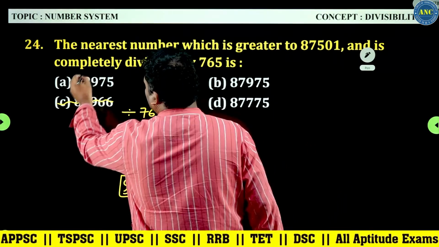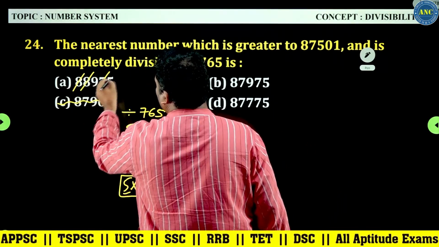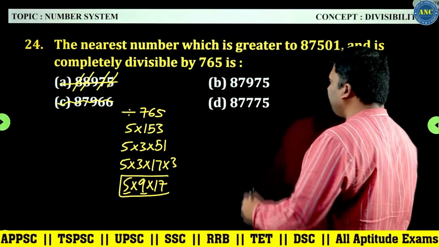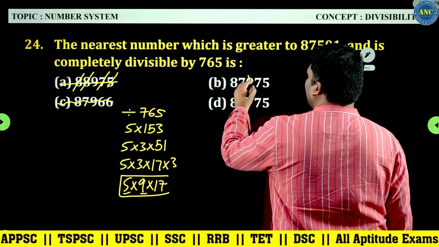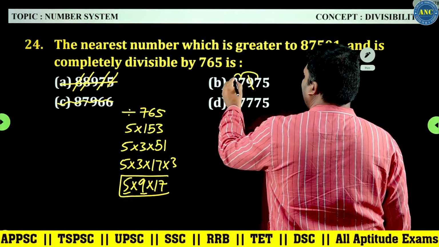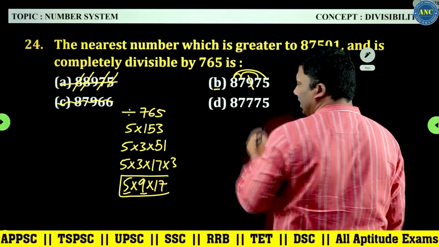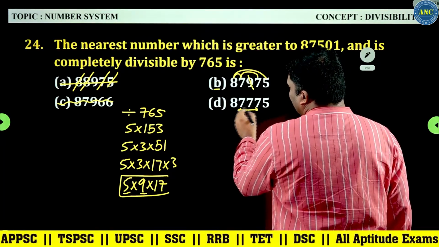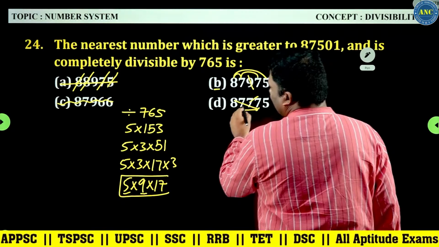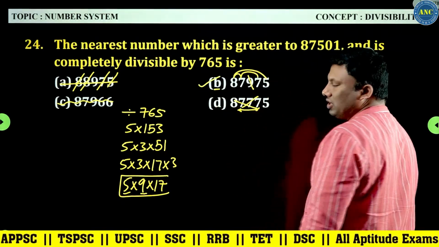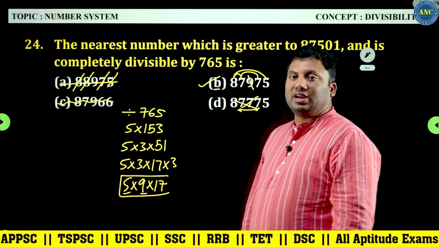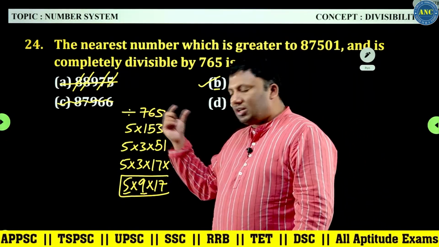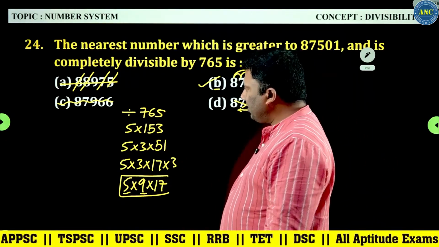Any number which is perfectly divisible by 9 should have the sum of the digits divisible by 9. 8 plus 8, 16. 16 plus 7, 23. 23 plus 5, 28. It is not divisible by 9. Next, 7 plus 7, 14. 22 plus 5, 27. It is divisible. The other: 7 plus 7 plus 7, 21, plus 13, 34. Not divisible. The answer for this question is 87,975. The number is perfectly divisible by 765.